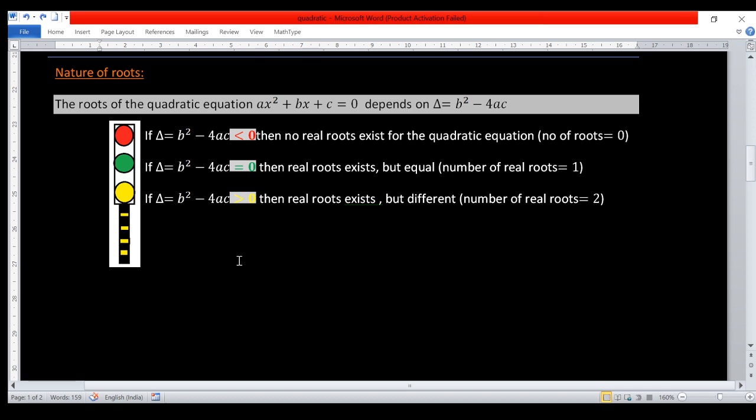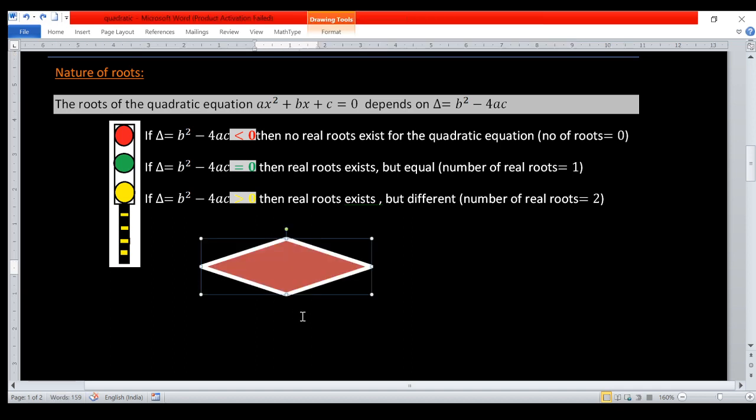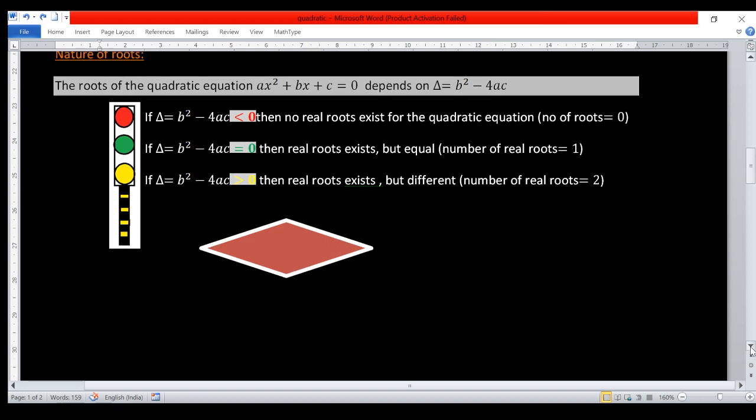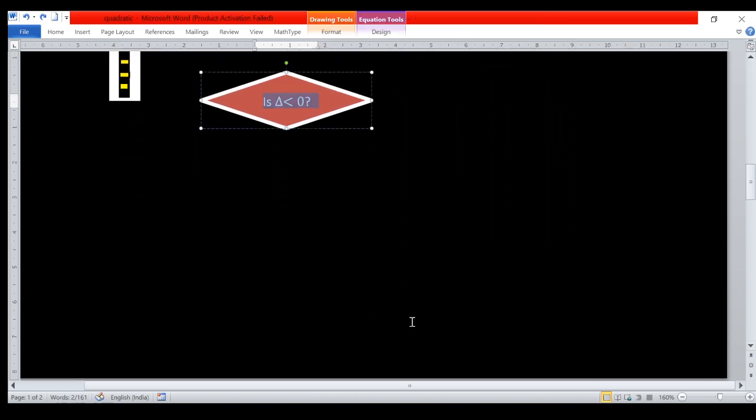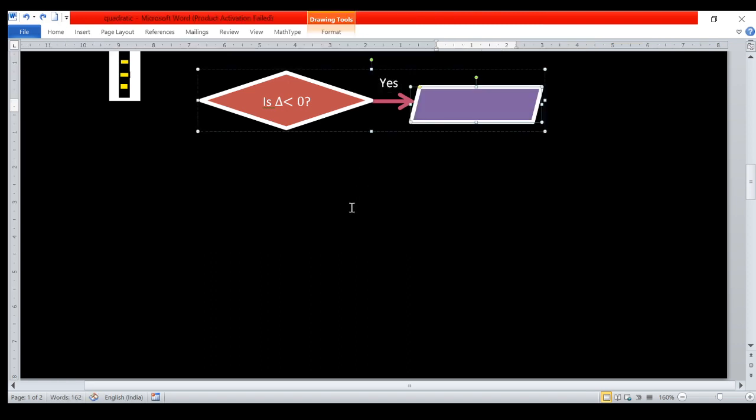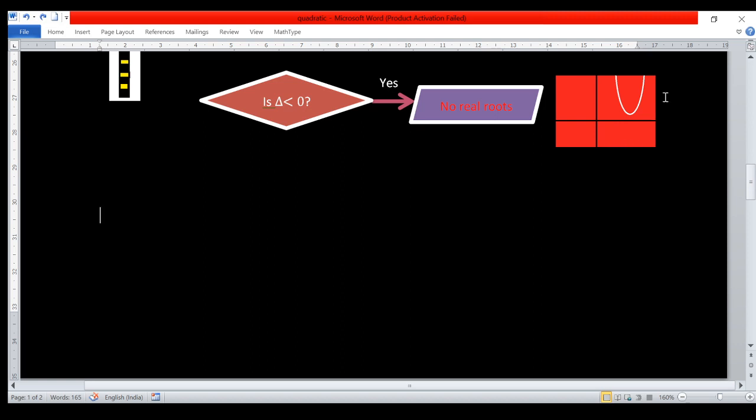The same study we are going to use in such a diagram, a mind diagram. The same delta you have to calculate. If it comes less than 0, you can state that there are no real roots. So you calculate delta; if it is less than 0, immediately you can conclude no real roots. In this case, your parabola will come like this. That parabola will not touch the x-axis. So no real roots means the parabola is just away from the real line. That is the graphical representation, if less than 0. No, you are saying no.